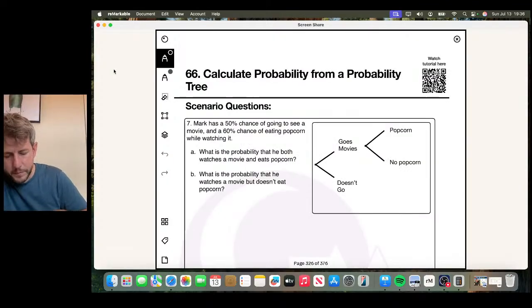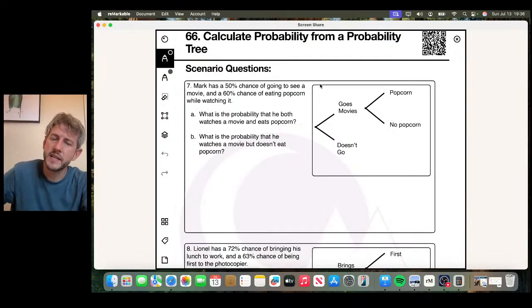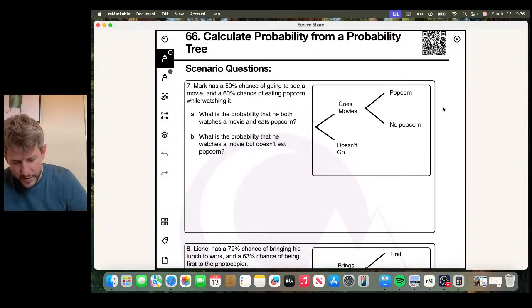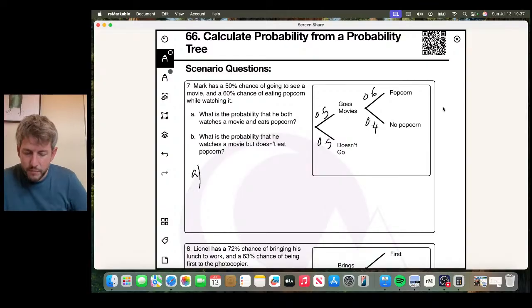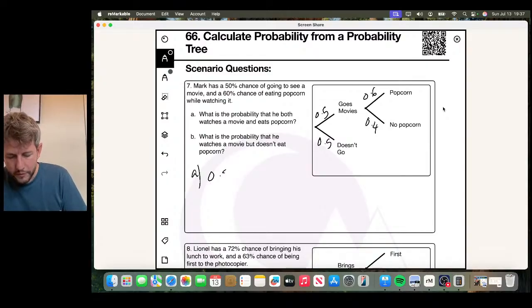Question 7. Mark has a 50% chance of going to see a movie and a 60% chance of eating popcorn while watching it. Okay, so let's put this on here. So that's 0.5. The popcorn is 0.6. That's 0.4. And this is 0.5. What is the probability he both watches a movie and eats popcorn? So that will be 0.3, just because 0.5 times 0.6 equals 0.3.